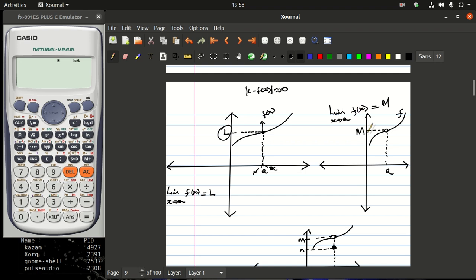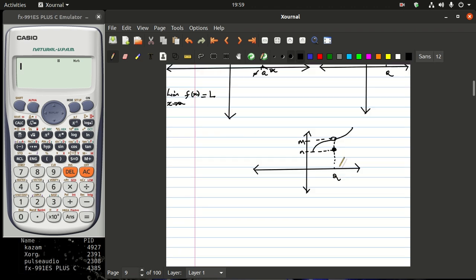It's not the value of the function, it's actually the value that this function is getting closer and closer and closer to. Then that will be actually the limit.